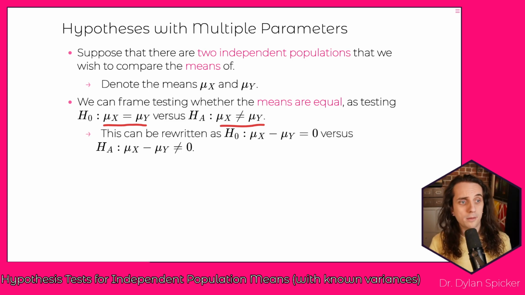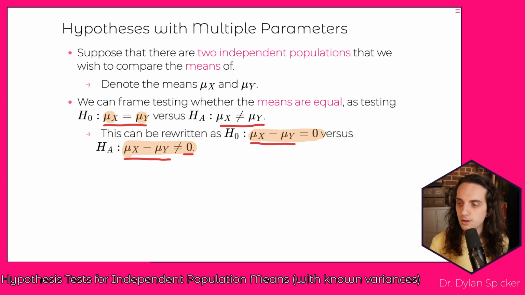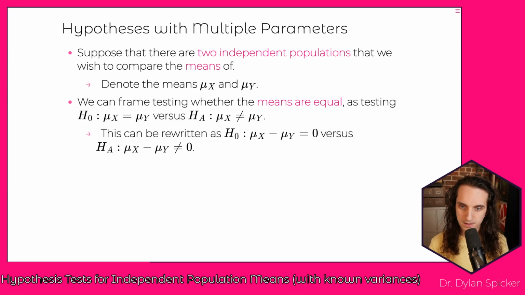Now, it's going to be quite common to actually write this instead of testing with one parameter on either side of our equality here. It's a lot more common to write mu x minus mu y equals 0 versus the alternative that that difference is not 0. Right? So we put everything to do with the parameters on the left-hand side, have that equal 0. These are equivalent hypotheses. Testing one is the same as testing the other, but it's sometimes more common to think about this as a difference in means on one side equals some constant on the other.